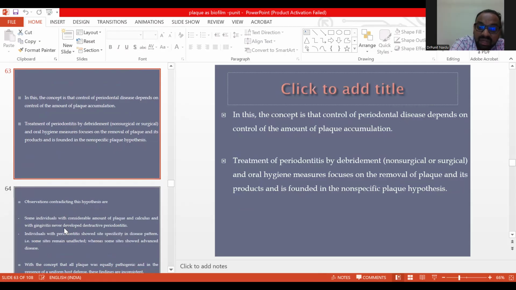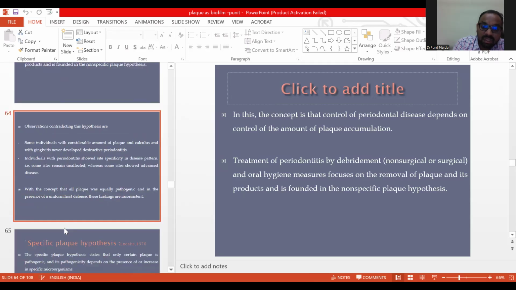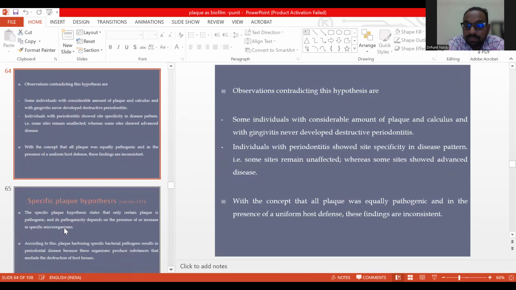So in this concept, the control of periodontal disease depends on control of the amount of plaque accumulation. The treatment of periodontitis by debridement, surgical or non-surgical, and oral hygiene measures focuses on removal of plaque and its products and is founded on the non-specific plaque hypothesis. The observation behind this hypothesis was that individuals with considerable amounts of plaque and calculus and gingivitis never developed destructive periodontitis, and individuals with periodontitis showed site specificity in disease pattern. Some sites remained unaffected, whereas some sites showed advanced disease.